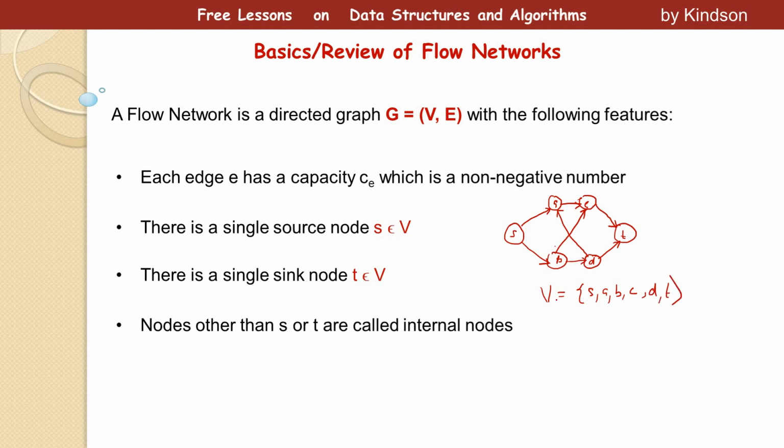and T. So when we say S belongs to V, it means S is part of the set of the vertices, and the same thing goes for T. These vertices here, A, B, C, D, are called internal nodes, or internal vertices as the case may be. So this is the sink, and this is the source. This is how a flow network is defined.